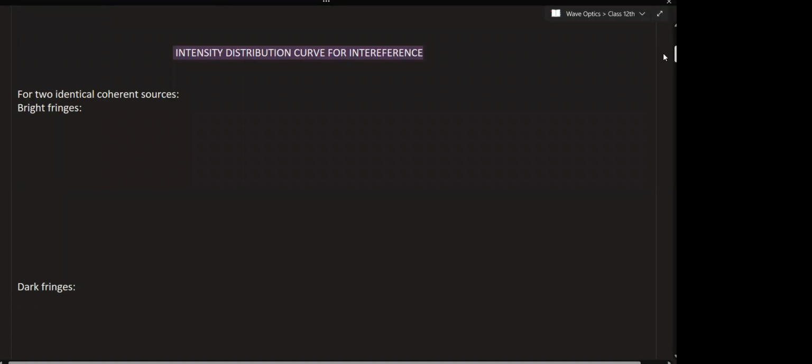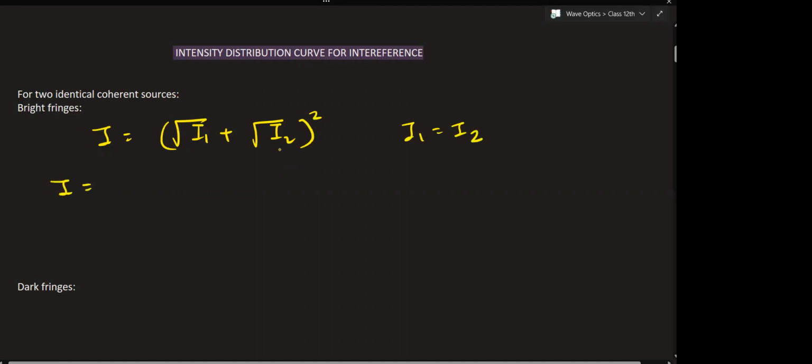The intensity distribution curve is a curve that tells you the intensity variation for bright fringes and for dark fringes. Now see, if you have two identical sources, then I is equal to (√I1 + √I2)². This is the formula for bright fringes. If it is identical, it means I1 is equal to I2. If I1 is equal to I2, I will be (2√I1)². If this is the case, then I becomes equal to 4I.